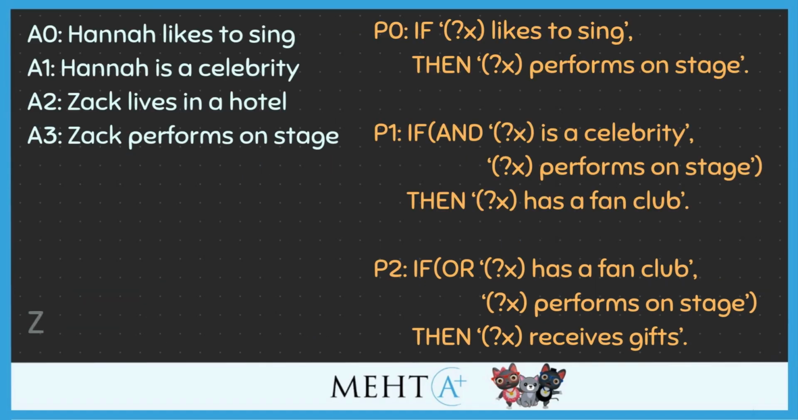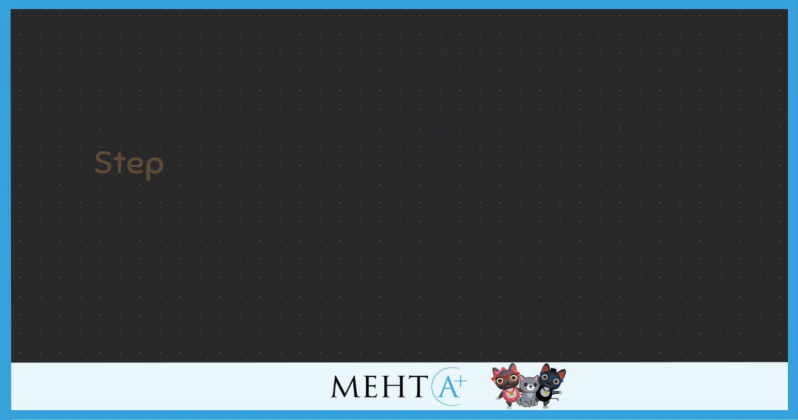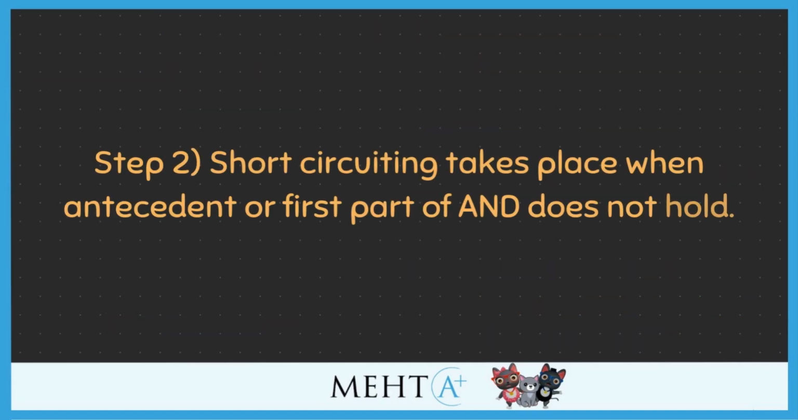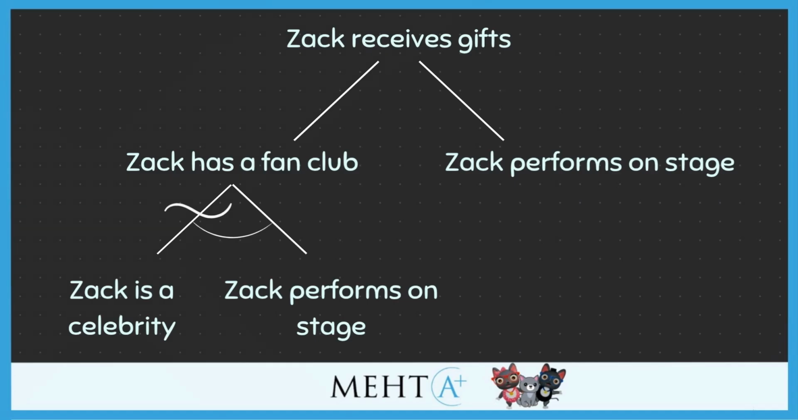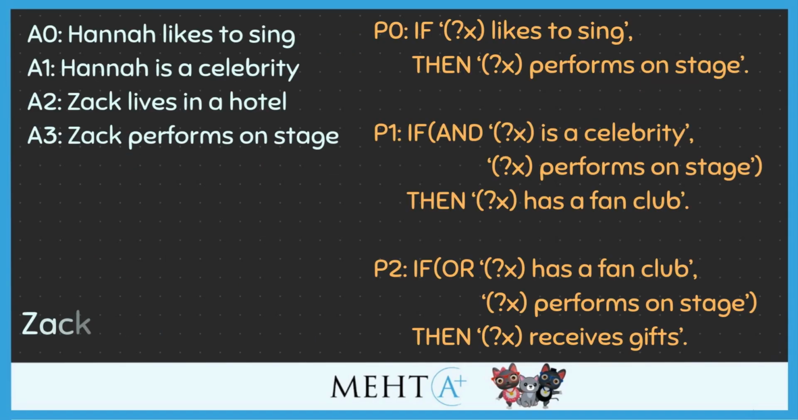Okay, let's check if Zack is a celebrity. It's not an assertion, but there's no matching consequent either, so we must short-circuit it. If Zack is not a celebrity, then Zack doesn't have a fan club. Okay, we should check the second condition. Zack performs on stage. If this also doesn't hold, then that means that Zack doesn't receive gifts.